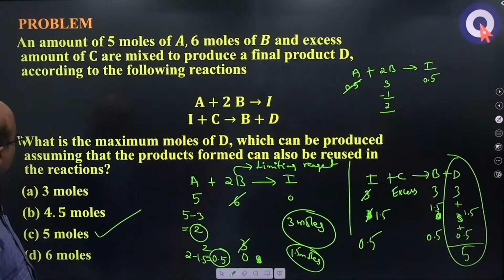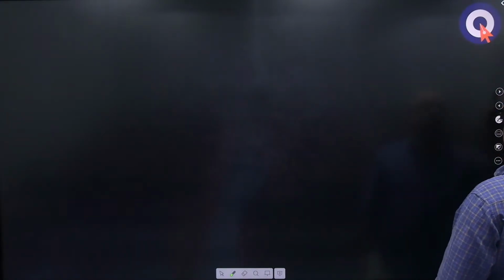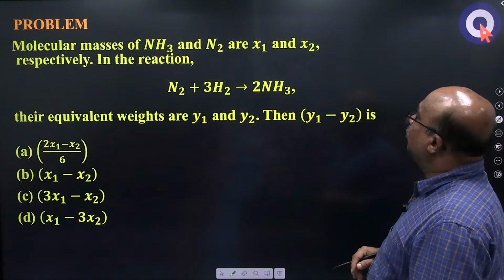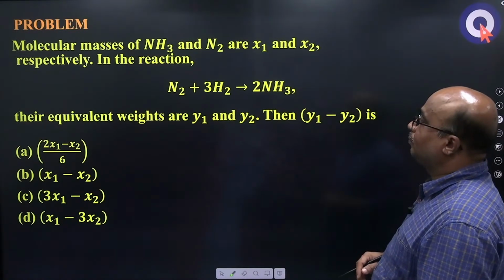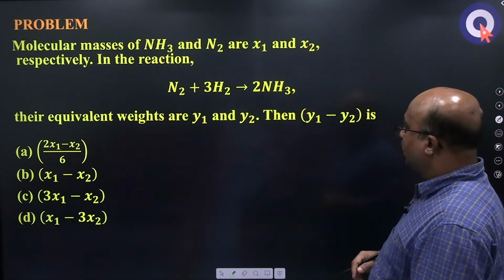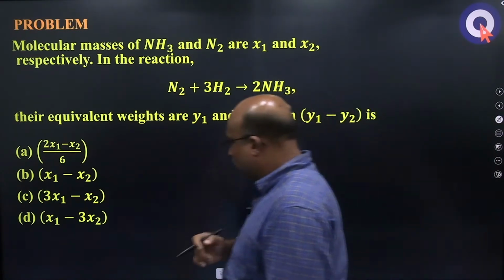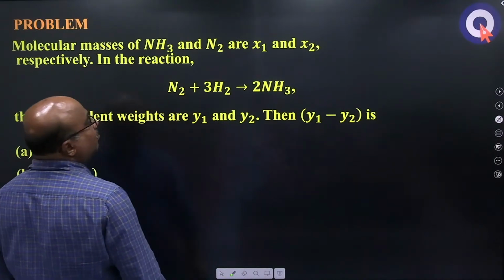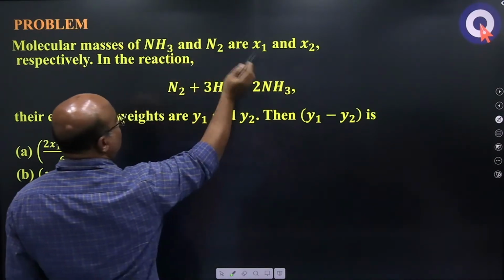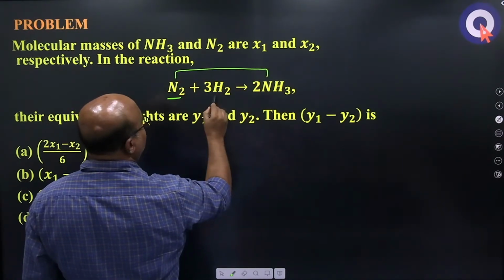Now coming to the next. The molecular masses of NH3 and N2 are X1 and X2 in the reaction, and the equivalent weights are Y1 and Y2. Then what is Y1 minus Y2? We already said what the N factor is here. For nitrogen, if the molecular mass is X2, NH3, that N2, what is the total number of electrons involved for the nitrogen and hydrogen here?